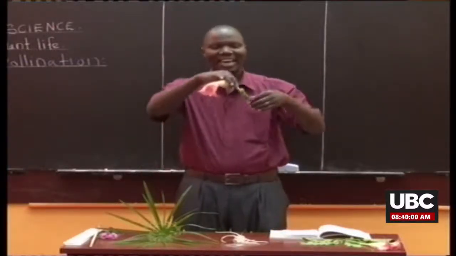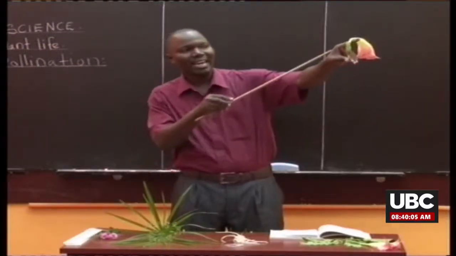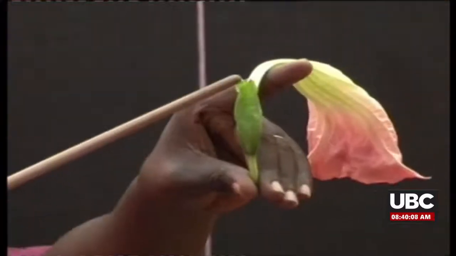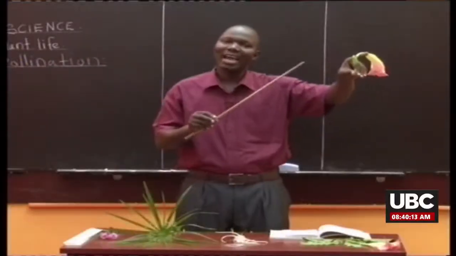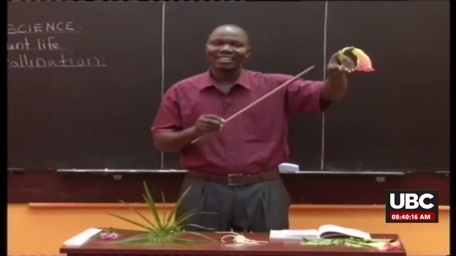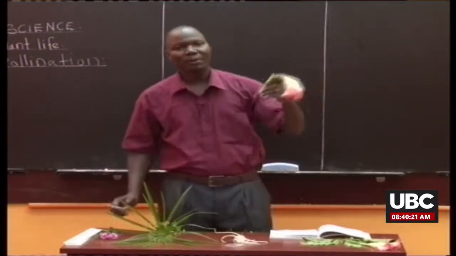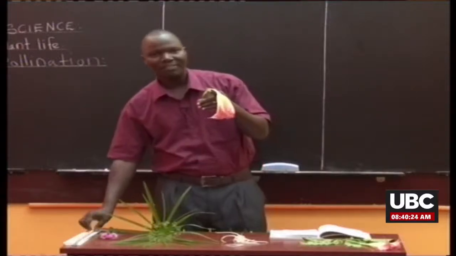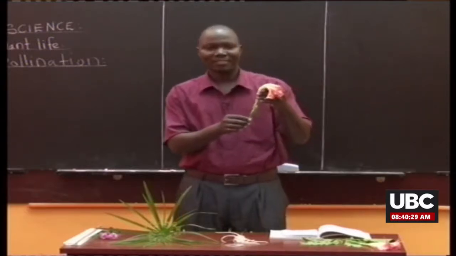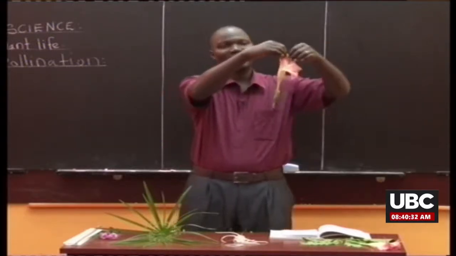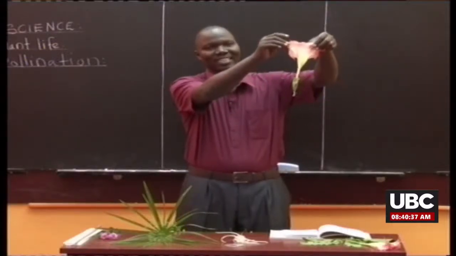Just after the flower stalk, we have this green part that protects the flower when it is at a bud stage. That part of the flower we call sepals. S-E-P-A-L-S. Sepals.